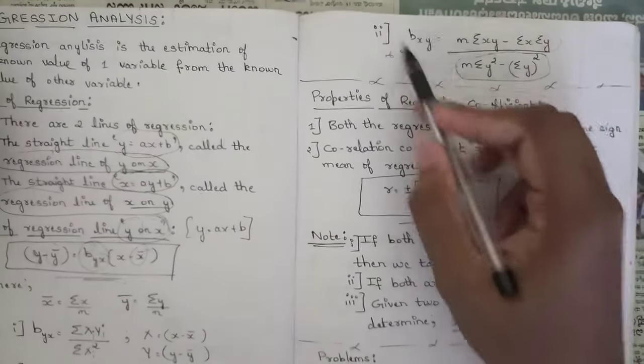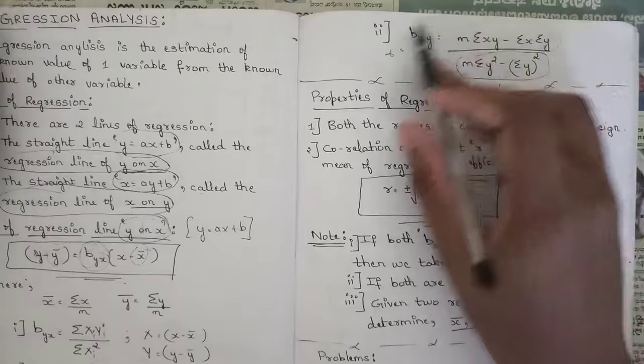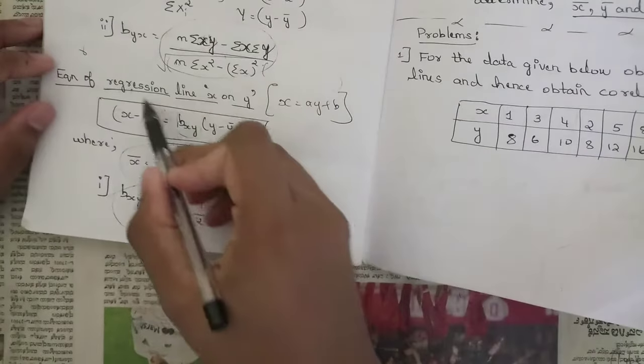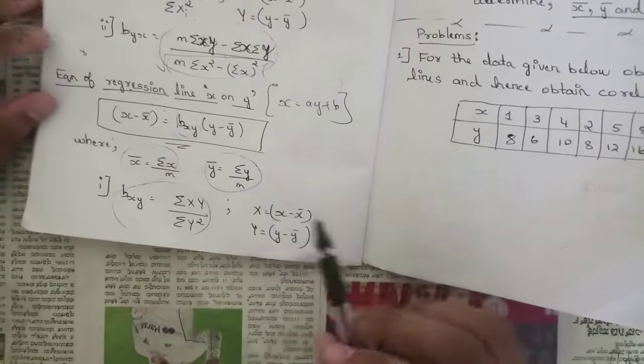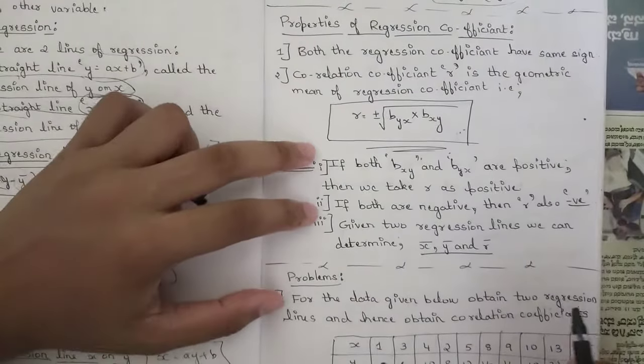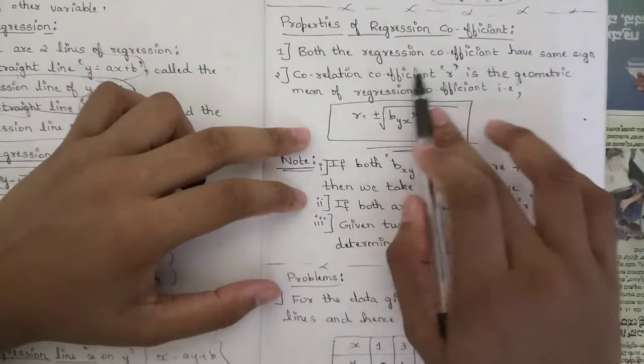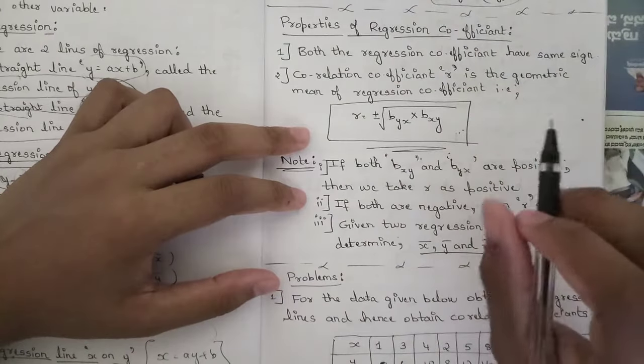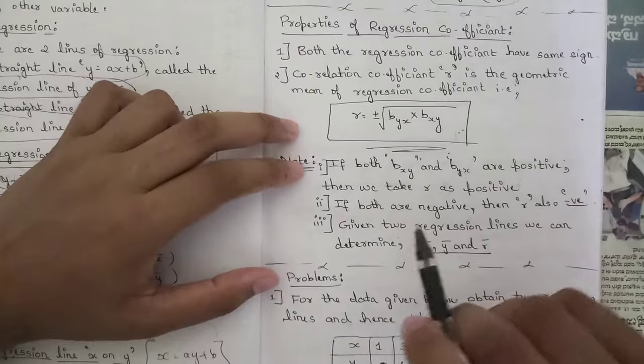So this is all about bxy, and this bxy whatever we have calculated, we need to put in the given equation of regression line, that is this one, for both cases, y on x and x on y. Now we can see some of the properties of the regression coefficients: both the regression coefficients have the same sign.